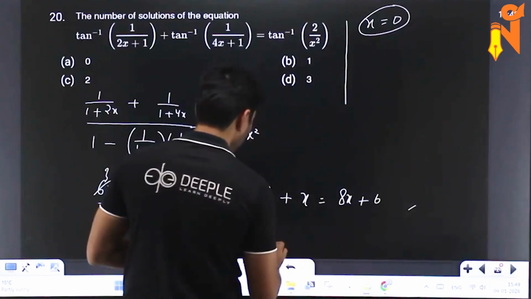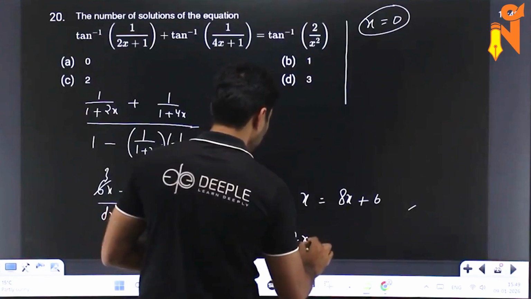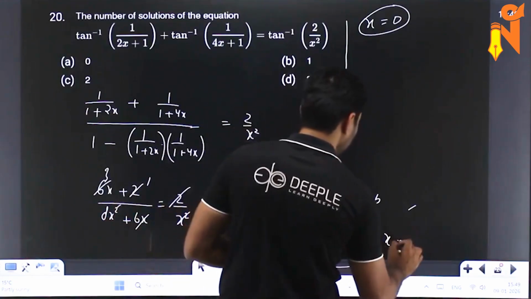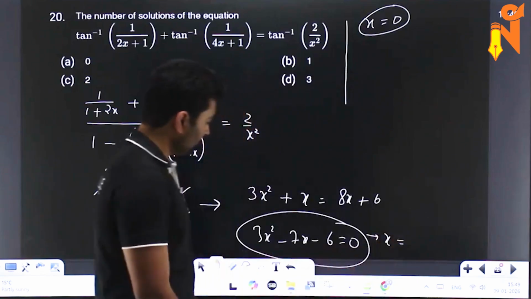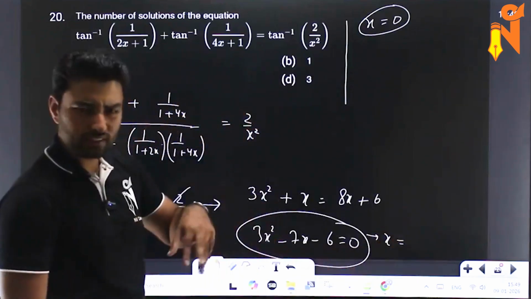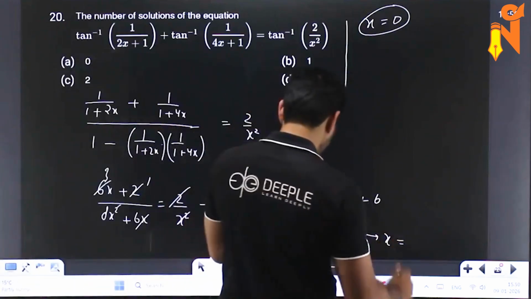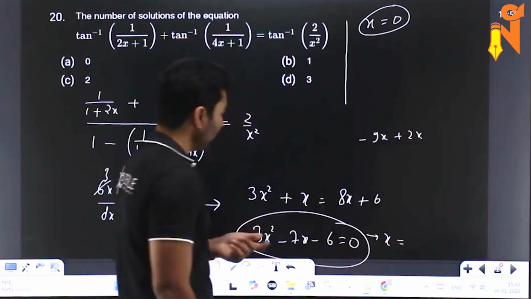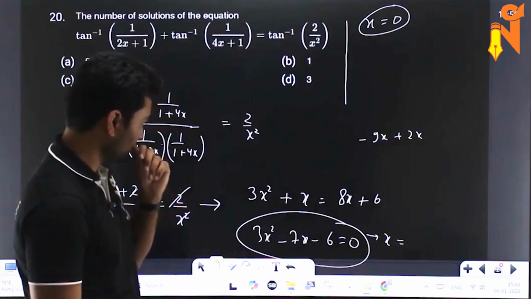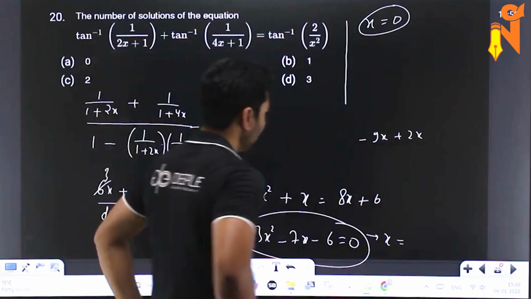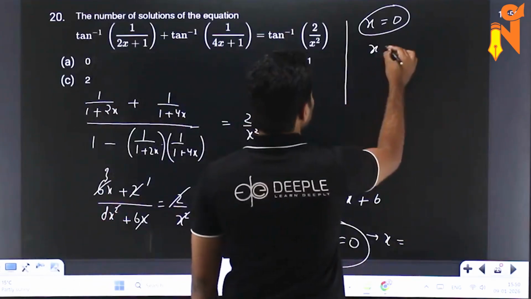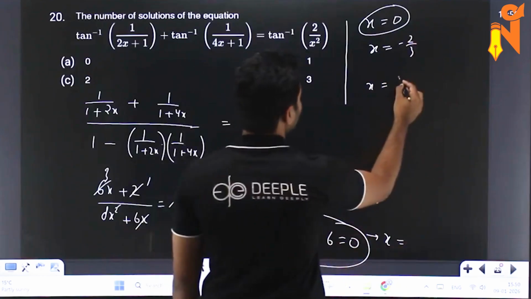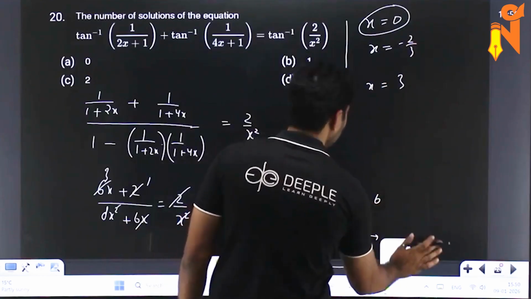Okay, so 3x square minus 7x minus 6 equal to 0. From here you will get x equal to... I think factors are 9 and 2, right? 9 and 2. So 3x square means minus 9x plus 2x. So one factor is minus 2 by 3. Okay, so the answer is minus 2 by 3, and the second point is x equal to 3. Okay, so these three are the answers which you are getting.